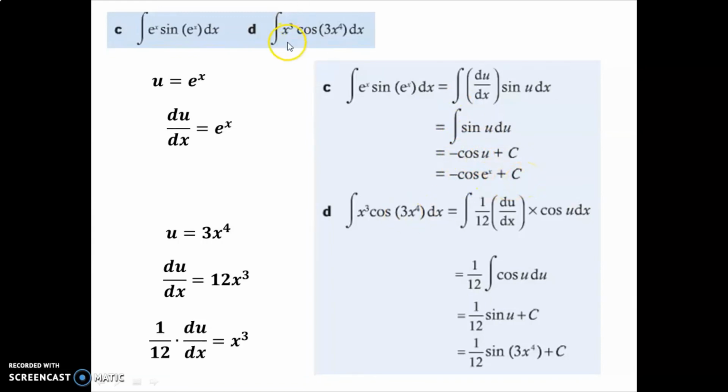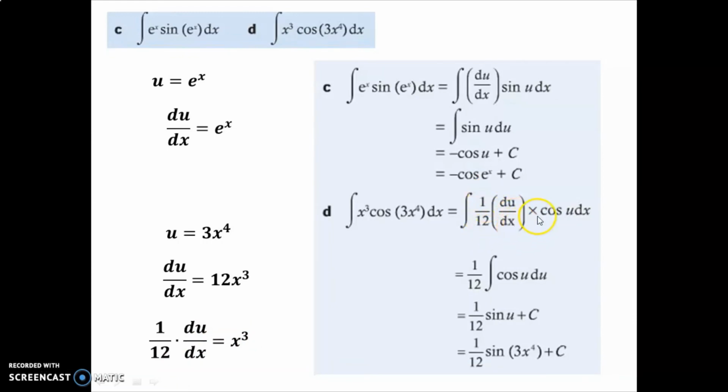Alright, D, a little more complex. But if you take the derivative of this inner part, maybe you noticed it's 12x cubed, so we have the x cubed. Alright, great. So u is 3x to the fourth. du/dx is 12x cubed, the derivative of that. The x cubed matches that, but to make the substitution, we don't need the 12 here, so I'm going to divide by 12 over here. And now I have that.